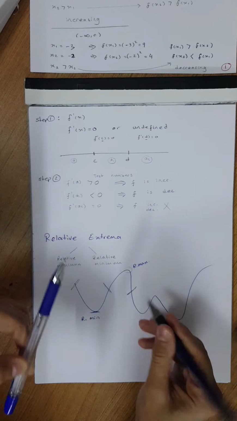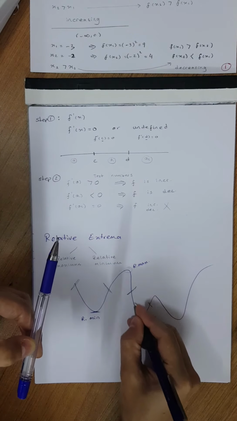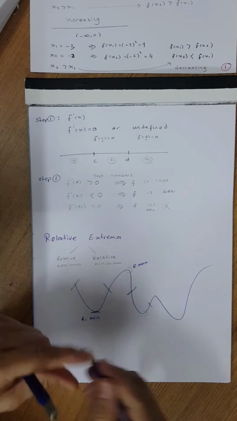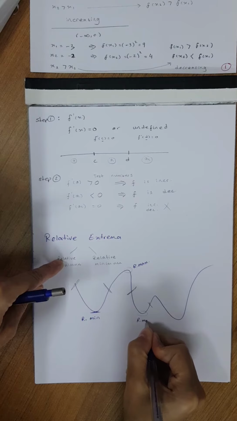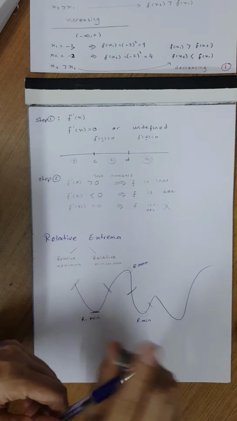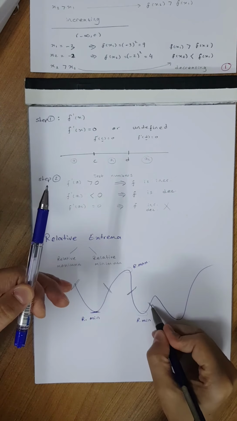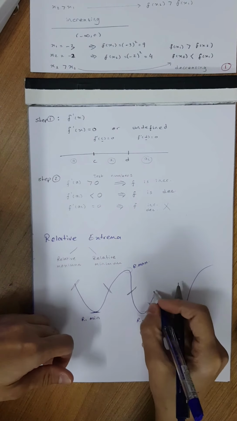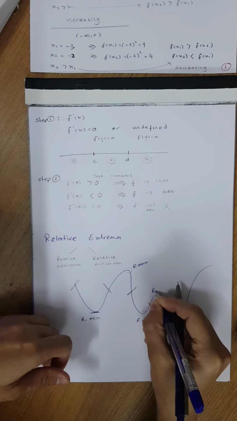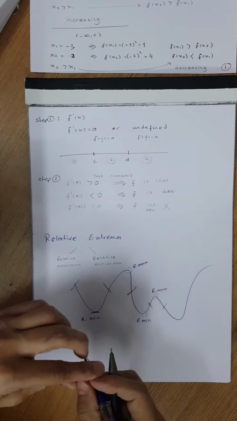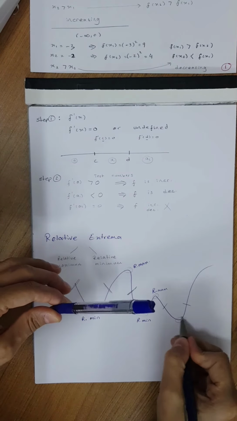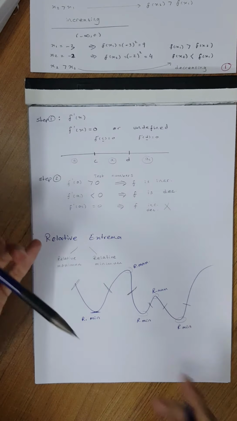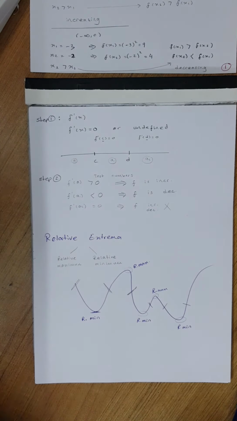Now I'm considering that interval from here to here. If you look at that point, what is it? It's again relative minimum. Again, if you take from here till here, that one is relative maximum. And of course, if I take from here to there, that one is relative minimum. That is in general what is a relative maximum and relative minimum.